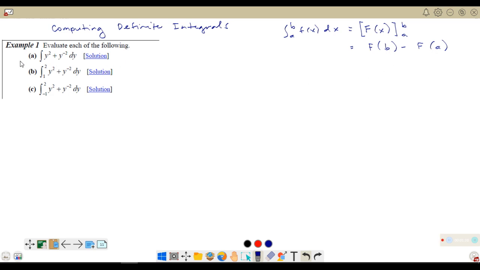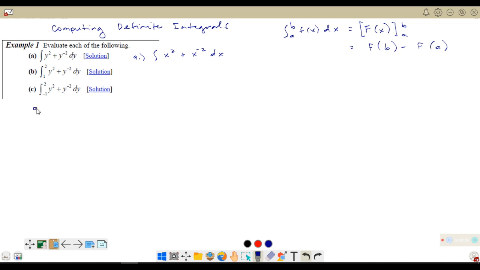So ito, meron tayong ditong example. Evaluate each of the following. Don't be confused. Variables are just variables. They are just there as placeholders. So ito, y squared, pwede mo pa ring isulat na x. X squared plus x raised to negative 2 dx. Okay? Doesn't matter kung ano yung variable na nakalagay dito, as long as sumusunod ka sa rules for integrals, wala tayong magiging problema.